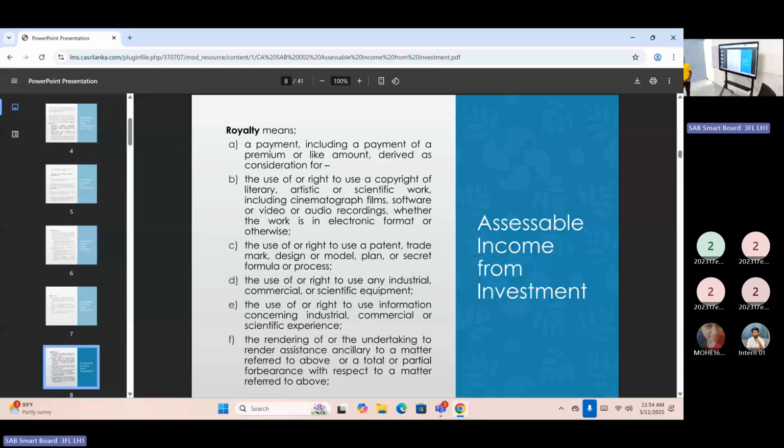We find this definition in other places too, and it is the same. This is a very commonly used definition of royalty. You can see this type of thing: audio recording, video, electronic format, right to use a patent, trademark, design or model, plan, secret formula or process. If you are making any payment for these, it comes under royalty.